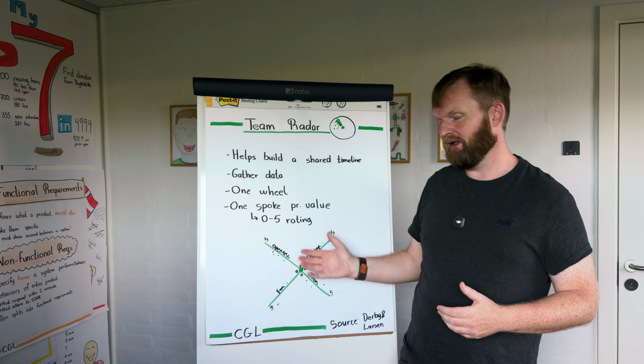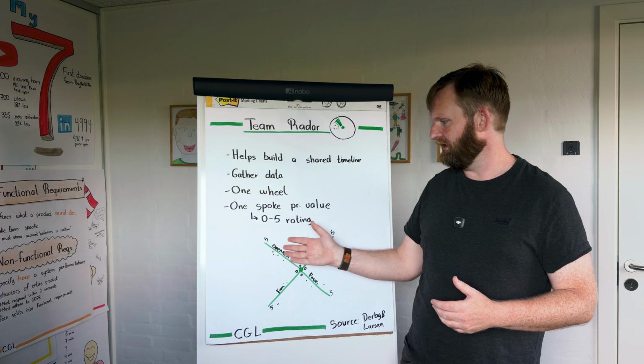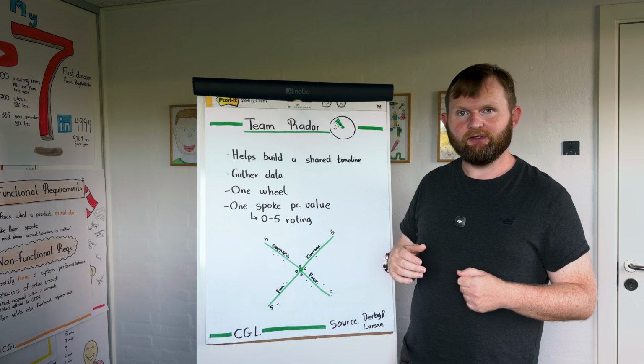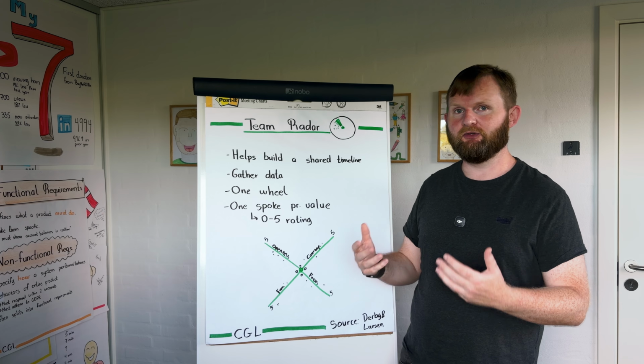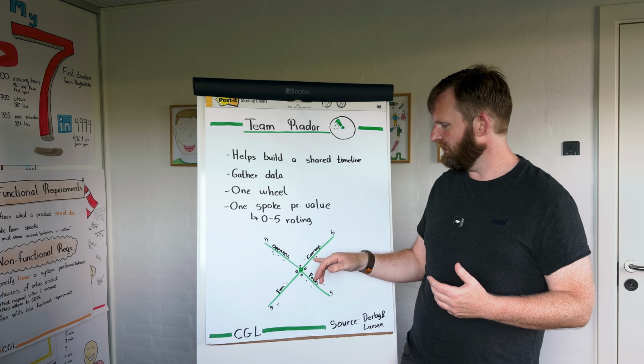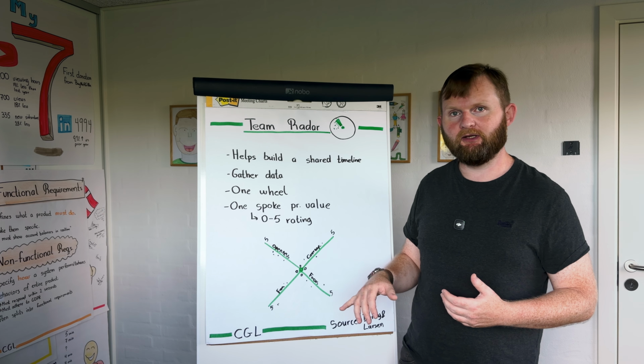When we've defined the axis, the spokes, and the 5s, people individually and in silence rate. So how would they rate courage? How would they rate the other values? And then they plot it up on the big Team Radar.